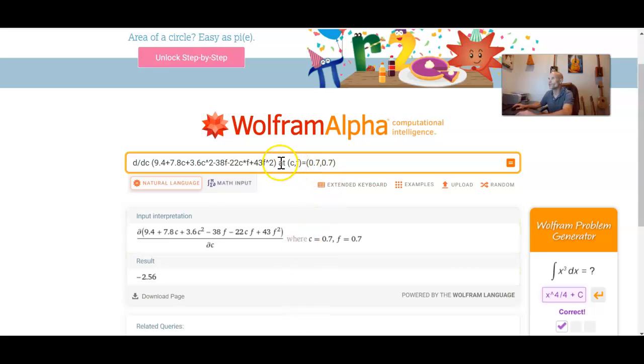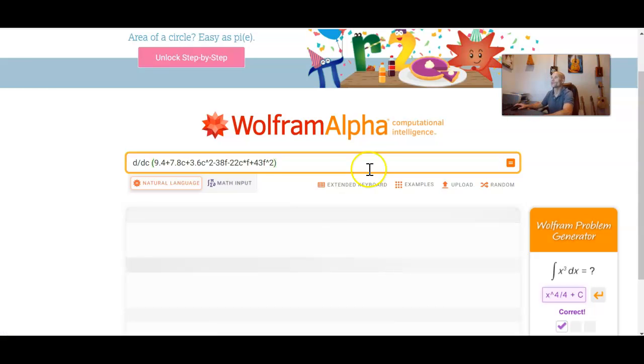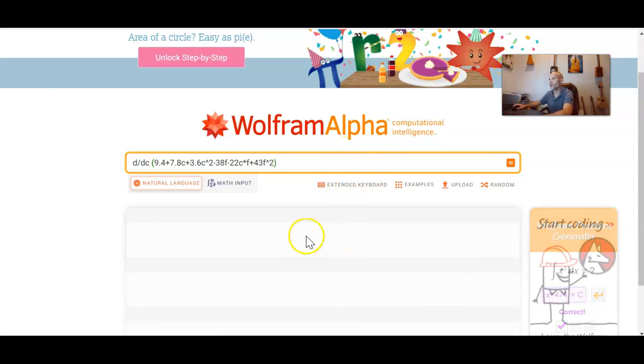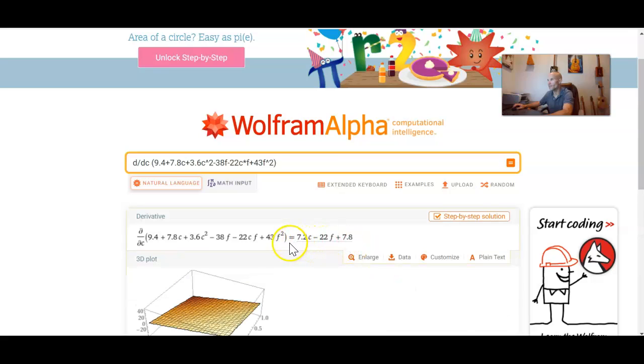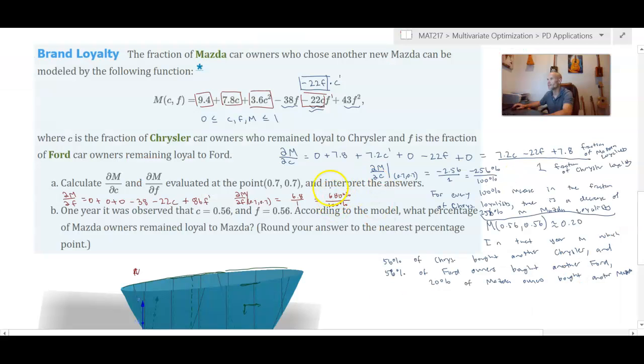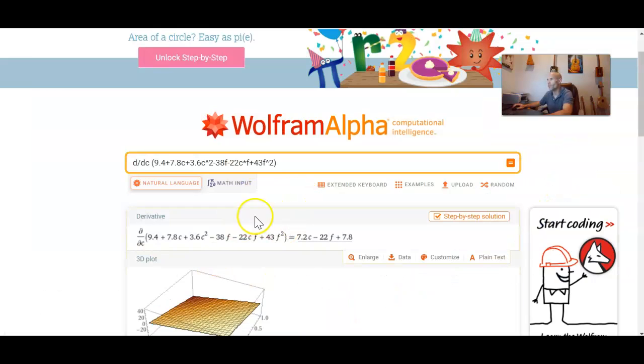Now, if I just wanted the derivative function, I would just omit this right here, and this would give me the partial derivative of that function with respect to c. And now you can see we get 7.2c minus 22f plus 7.8. So that'll give us the derivative without plugging in values for us.